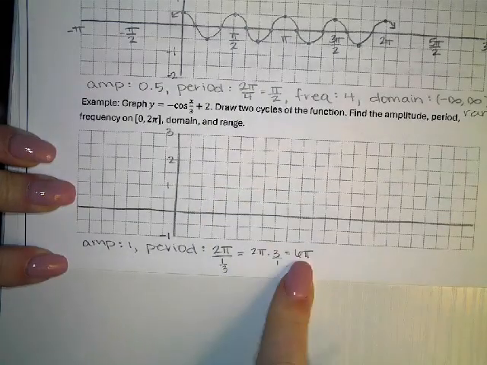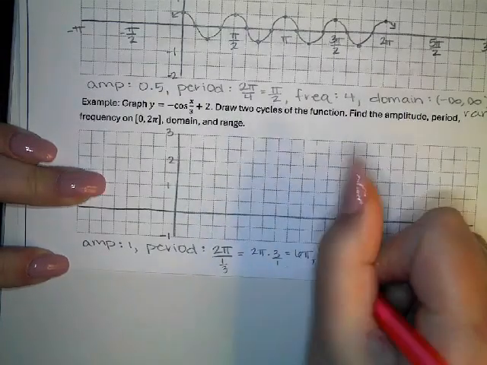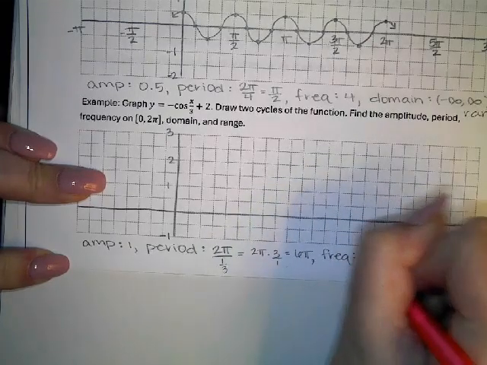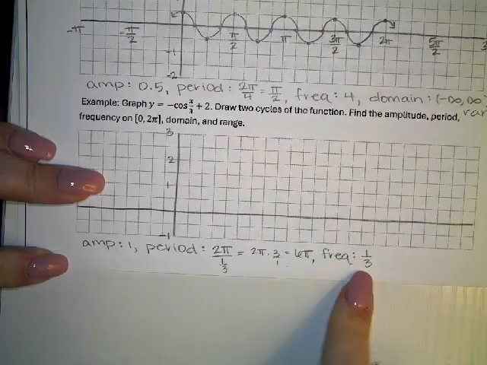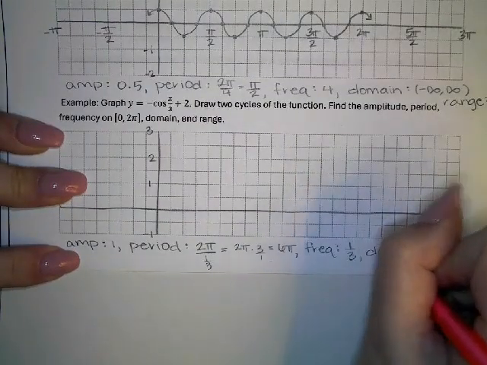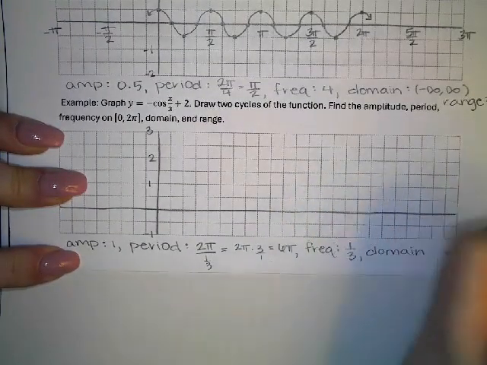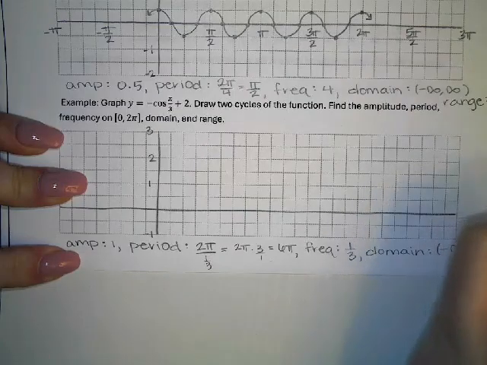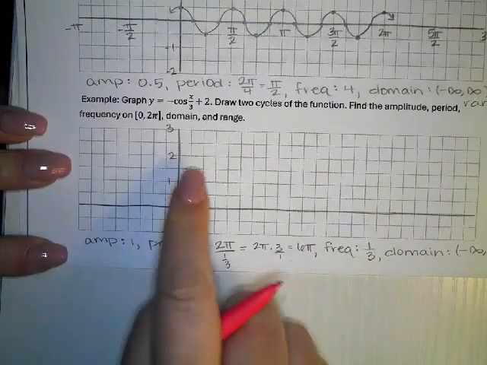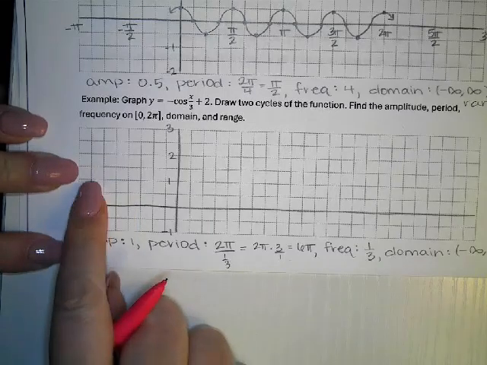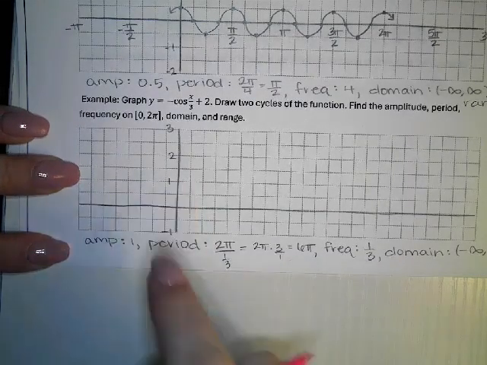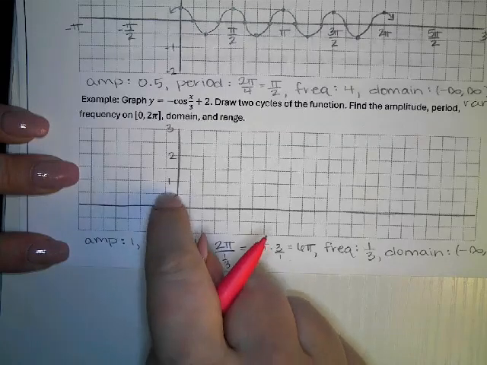The frequency is 1/3. So from 0 to 2 pi, we're only going to see 1/3 of a cycle. And the domain is from negative infinity to infinity. So for this one, you could have left the x-axis right in the middle and just used each of your boxes, allowed each of your boxes to be 1 when you drew your interval.